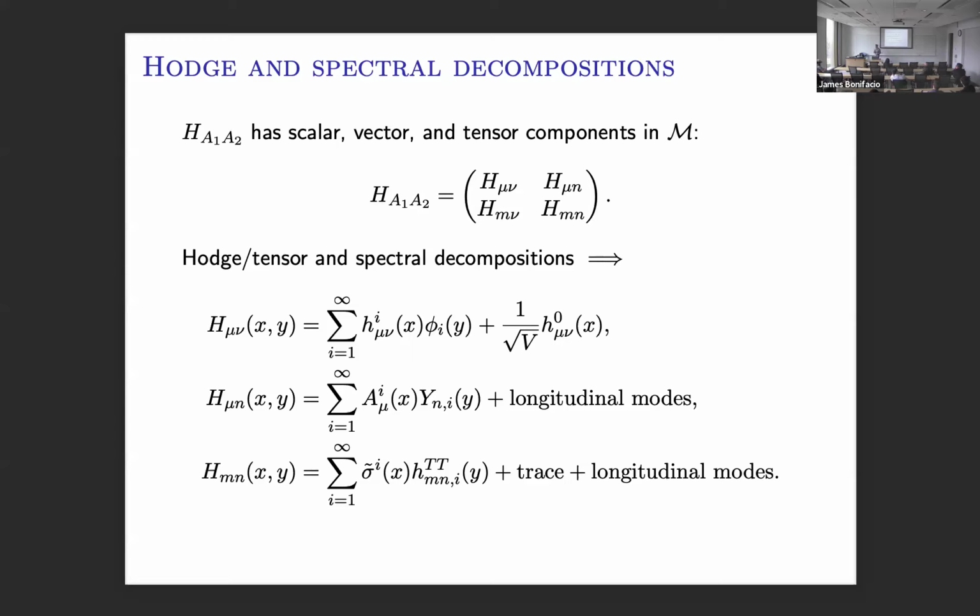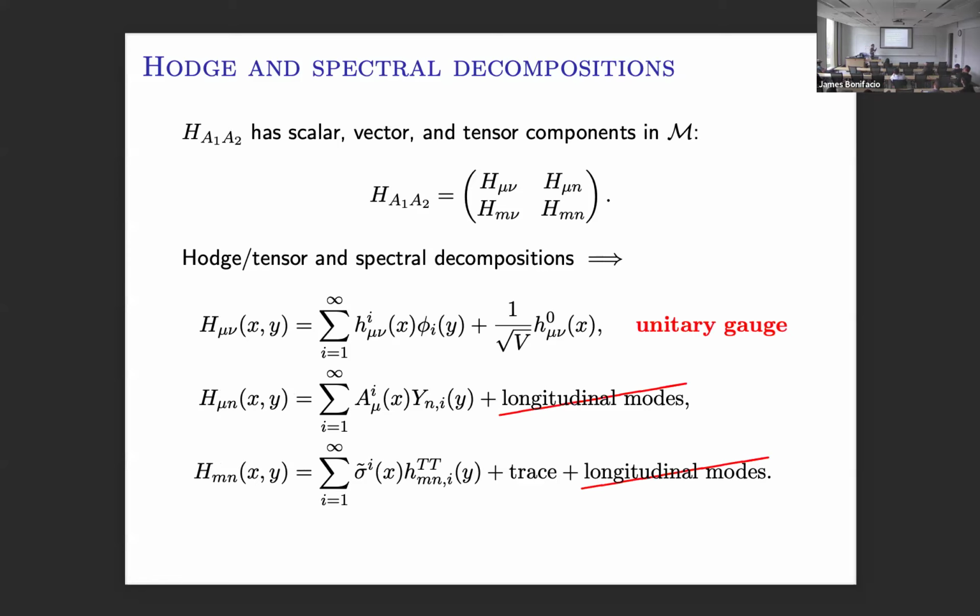Okay, so that's the generic spectral plus Hodge decomposition. This is just the general analog of doing a Fourier decomposition. If you just had an extra circular dimension, you would just Fourier decompose the fields on the extra dimension. This is the generalization of that to an arbitrary compact internal space.